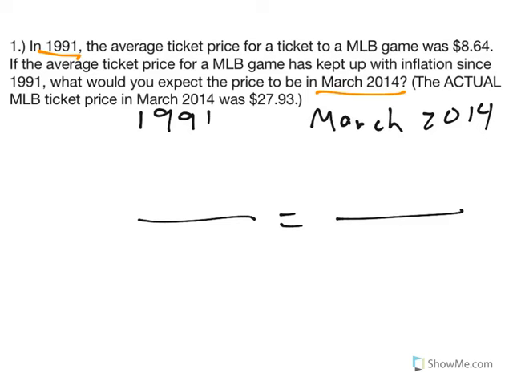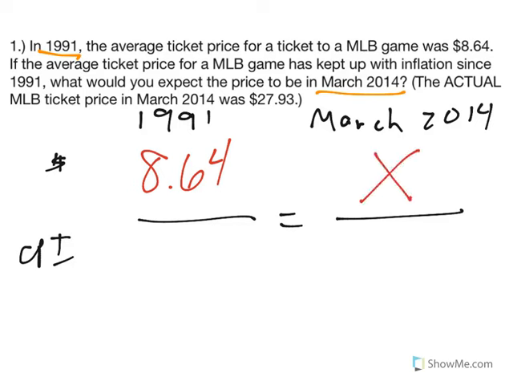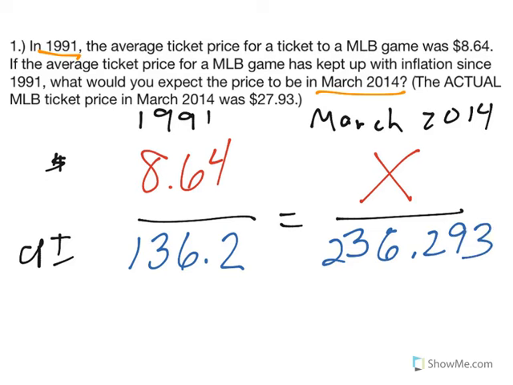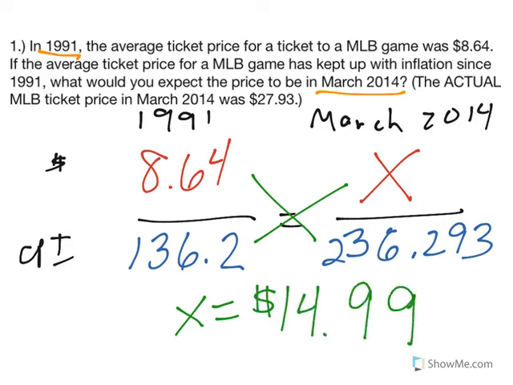So when I set up my proportion, dollars on top, CPI on the bottom. I know in 1991 that the price of the ticket was $8.64, and we're trying to find March of 2014. When I look at my table, I know that in 1991 the annual CPI is 136.2, and March of 2014 was 236.293. You have to make sure if they give you a month that you use the month. So when we cross multiply and divide, you should end up with a ticket price that is $14.99. This is what the ticket price should be.